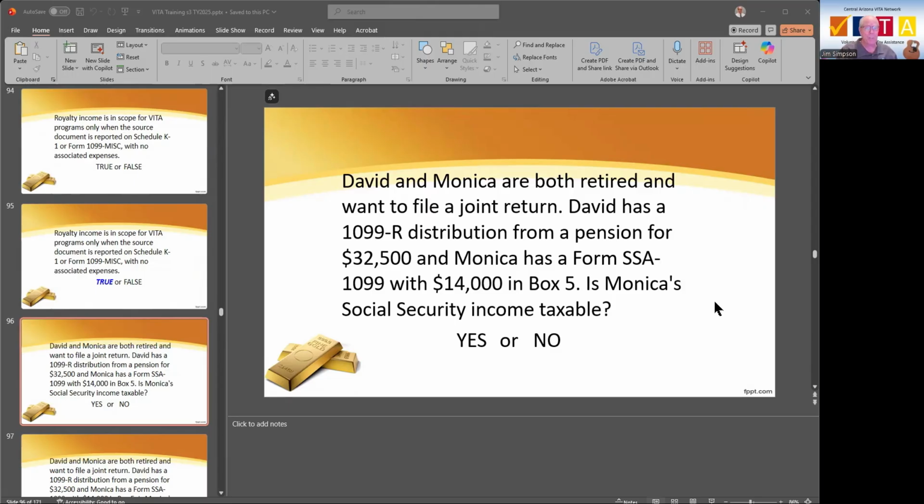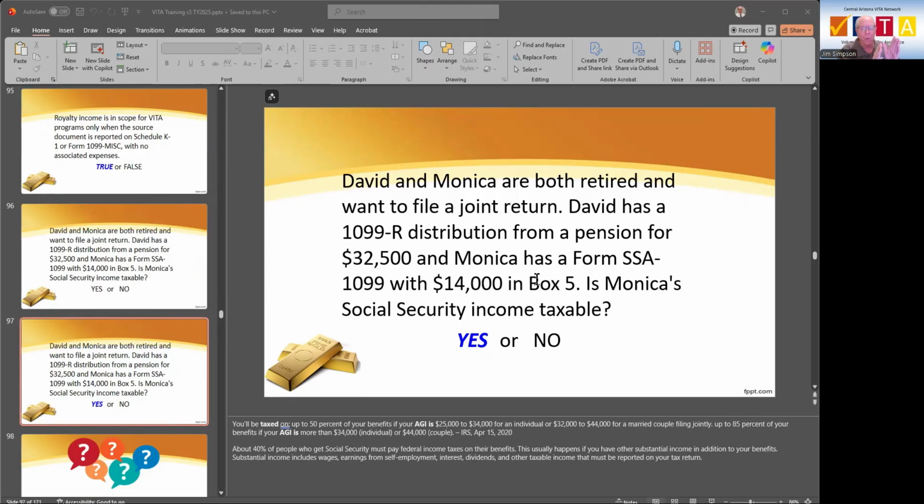But maybe you're sitting with David and Monica and they say, hey, I'm about to take my Social Security next year. How's that going to affect us? And then you might want to answer it. And the answer is that once you're married filing jointly, once your income hits the floor, which is 32,000. That's the floor for married filing jointly. And then once it grows to like 44,000, it's 85% taxable. So the answer to this is yes, it's going to be taxable.